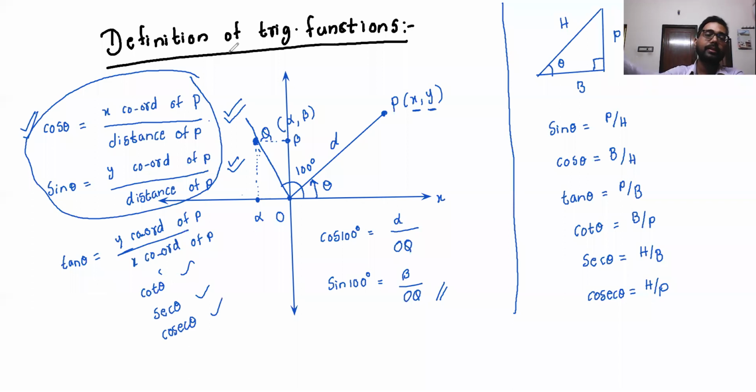Now we can also easily prove that even if I take P here or P here, the value is not going to change. Suppose I take P here or P dash, let us take P dash here. The value of this is not going to change. We can actually prove it from similar triangles. I'll not prove it, I'll just give you the hint how to do it.